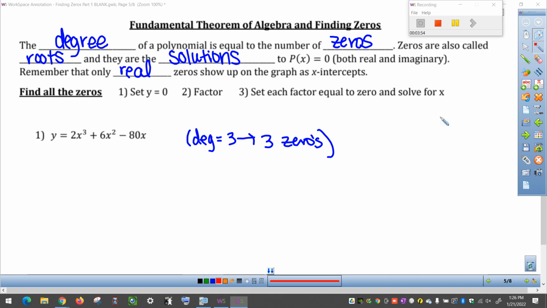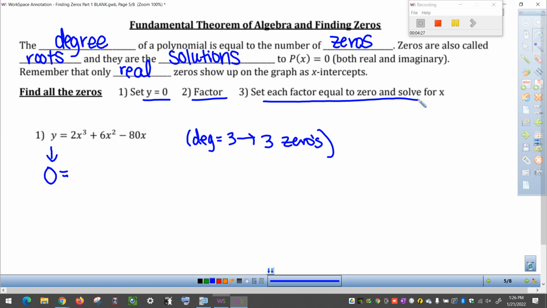Okay, so let's get into this process here for our first example. So you can see up here at the top, it's a simple method that we're going to follow to find all the zeros. We're going to start by setting y equal to 0, which is a really easy first step. All of these are set equal to y at the very start. And then we are going to use one or more of our factoring methods. We're going to get it factored down as far as we can go. And then once it's factored, we're simply going to set each factor equal to 0 and solve for x.